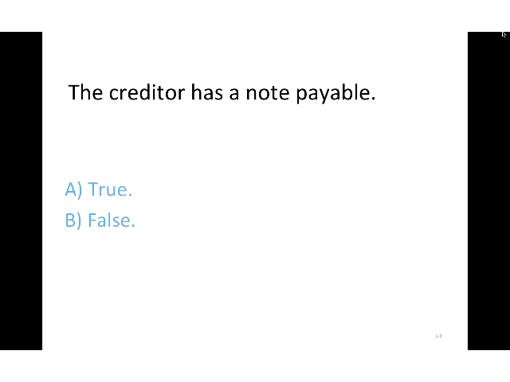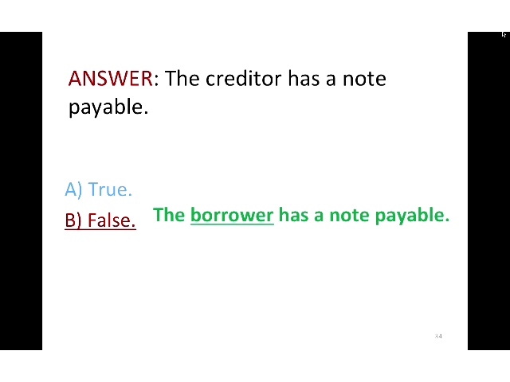So everybody's going to be right or everybody's going to be wrong, right? Look at that. Okay. What do you have online? Wow. Okay. So predominantly you guys are right. It is false. The creditor has a note receivable, actually. The borrower has a note payable. So remember, the creditor is the one loaning the money. The creditor is another name for lender.